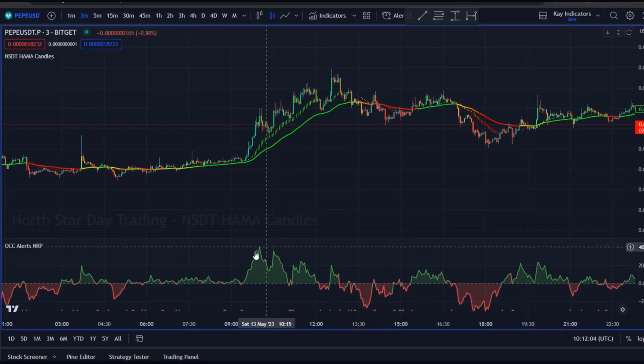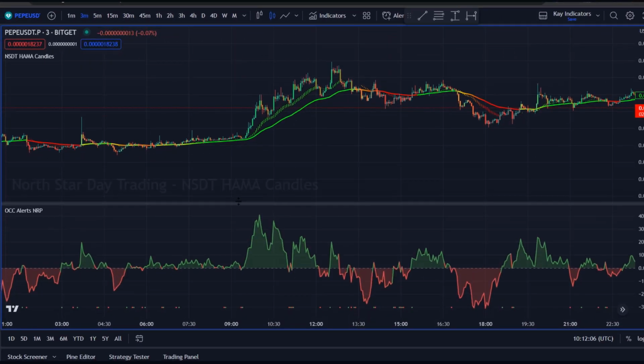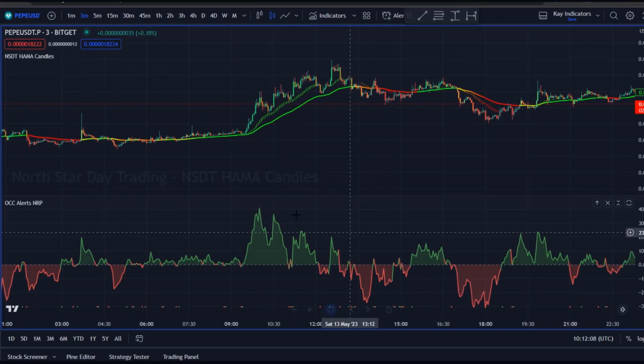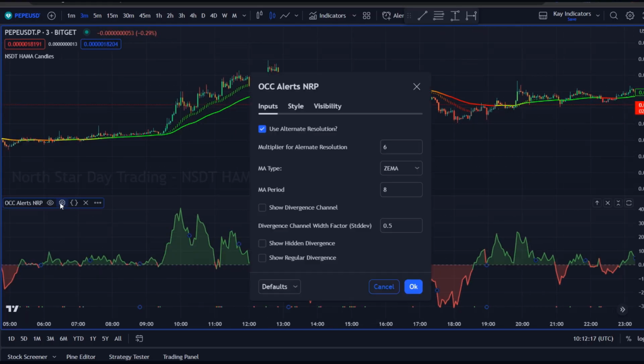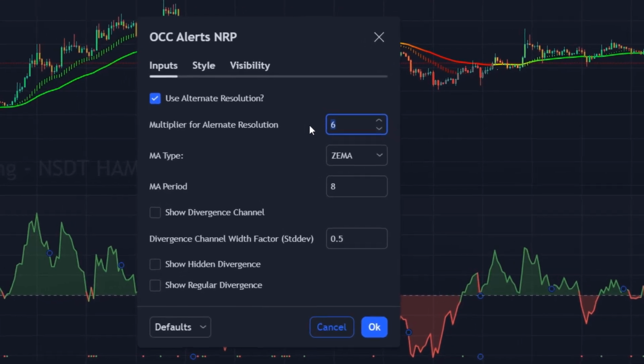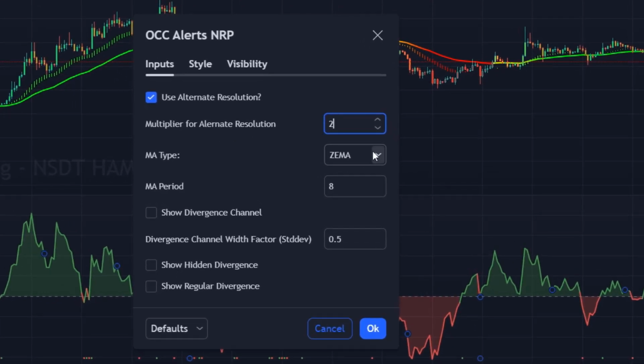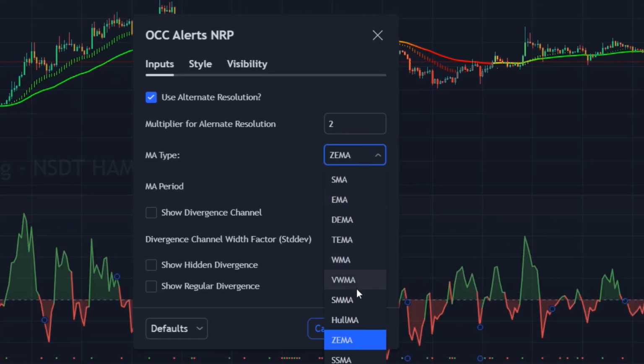It all looks a bit confusing now. Of course, it's also very volatile, but we use the OCC alerts to enter long and short positions when we have confirmation up here. We need to adjust some things for that. That means the very first thing we do is go in here and set the multiplier to 2, and here at the MA type, we take the SMMA.